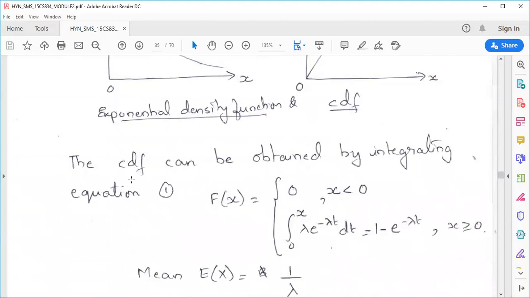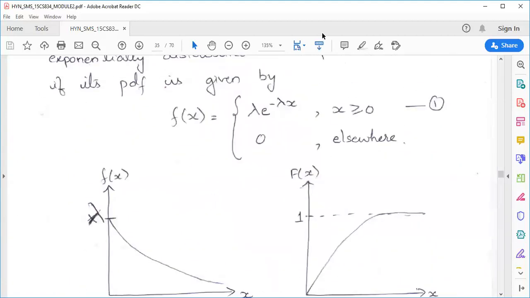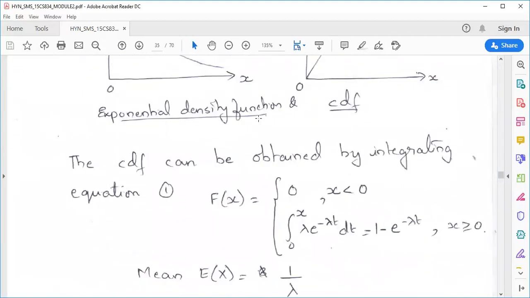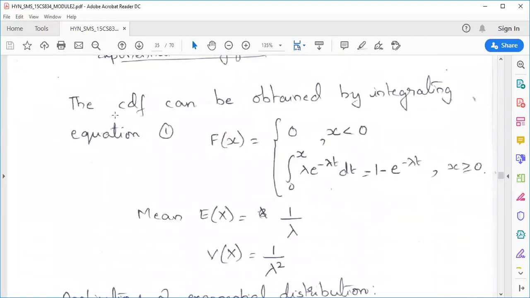The CDF, the cumulative distribution function, we obtain by integrating this particular equation. Let us call this equation 1. I have to integrate it to obtain my cumulative distribution function. So I will get capital F of x is 0 for x less than 0, and it is the integration from 0 to small x of lambda e power minus lambda t dt. If I integrate it, I will get 1 minus e to the power of minus lambda x. So these are the standard formulas for exponential distribution.